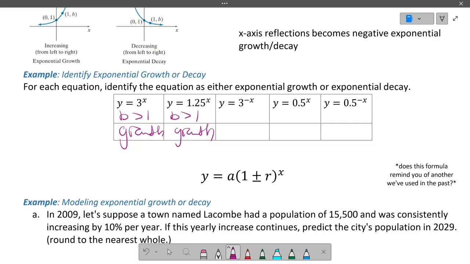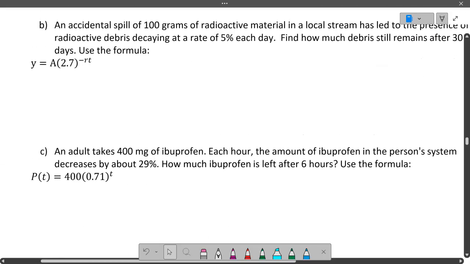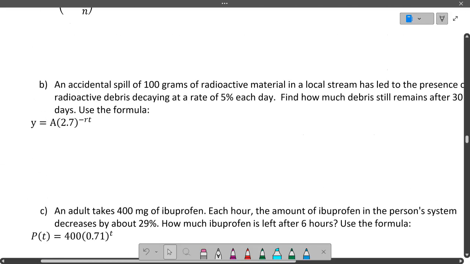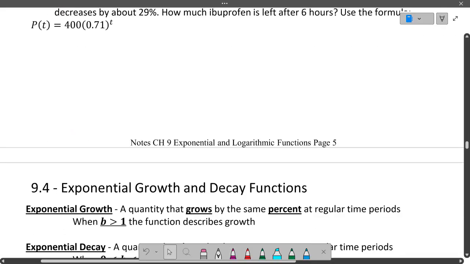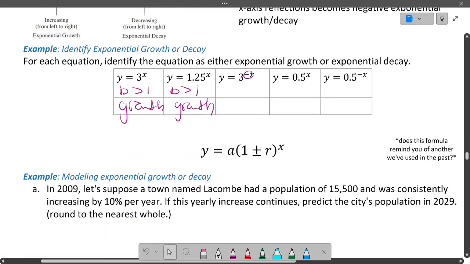That's decay. The base is greater than 1, but we have a y-axis reflection. And remember, yesterday we talked about the radioactive decay equation. This base is greater than 1, but that negative exponent is causing a y-axis reflection, turning it into a decay problem. So we have decay.